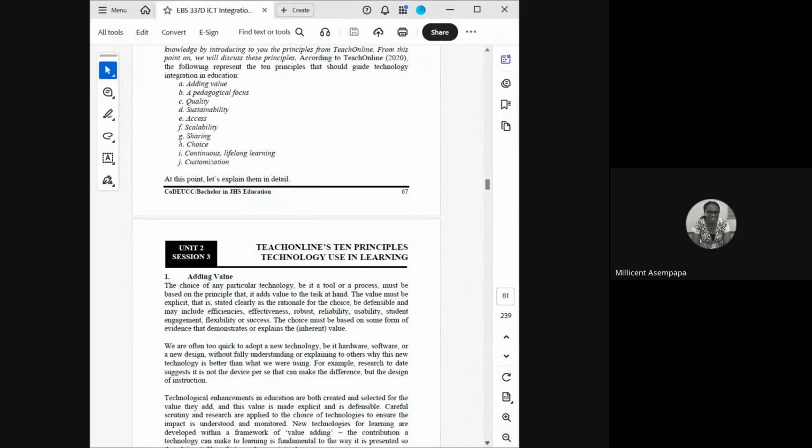So every tool you are going to use, every technology you are going to integrate in your teaching and learning process should add value. It shouldn't just be the use of the technology, but it should add value to whatever you are going to teach. We are often too quick to adopt a new technology, be it hardware, software, or a new design, without fully understanding or explaining to others why this new technology is better than what we were using.